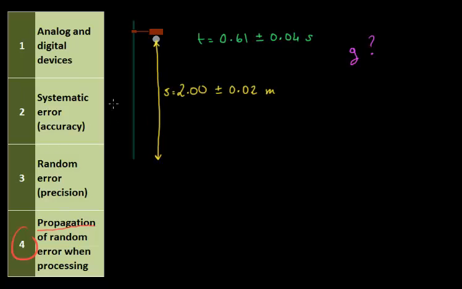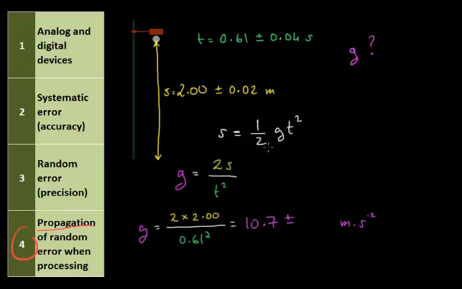Now to calculate g and also know the uncertainty on g, we can use the uniform acceleration equation, which is s equals 1/2 at squared. Here, in fact, the acceleration is simply g because we're in a free fall situation. We drop the thing from rest, so there's no ut term to add here because there's no initial velocity. So we just have s equals 1/2 gt squared, and by manipulating this equation to isolate g, we obtain g equals 2s over t squared, and when we plug in the values, we find a value of 10.7 meters per second squared.